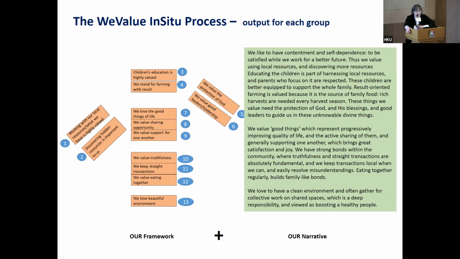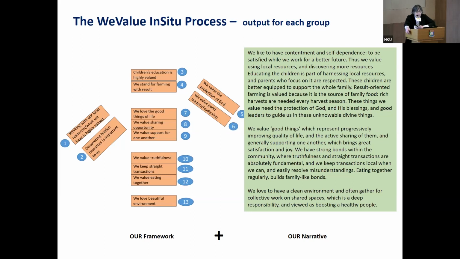Result-oriented farming is valued because it's the source of family food. Rich harvests are needed every harvest season. These things we value need the protection of God and his blessings. And we need good leaders to guide us in these unknowable divine things. We value good things which represent progressively improving quality of life and the active sharing of them, and generally supporting one another, which brings great satisfaction and joy.